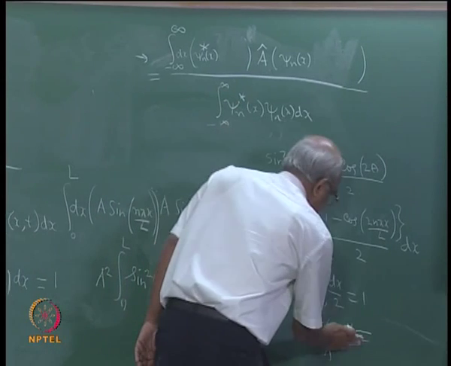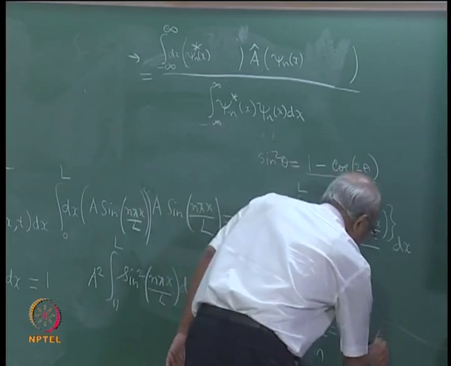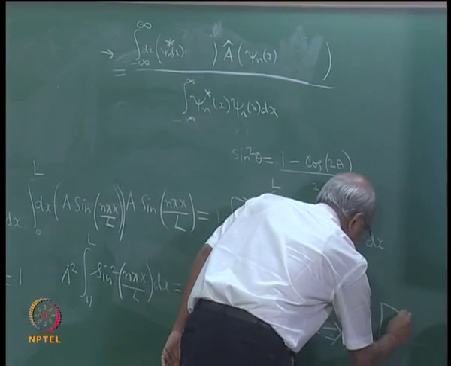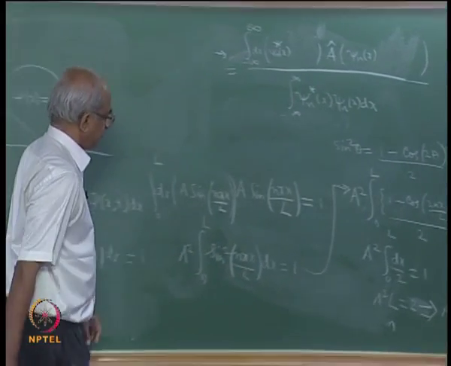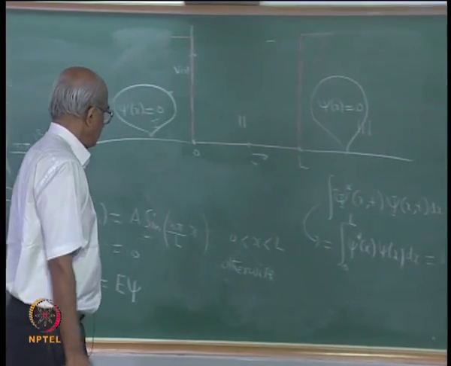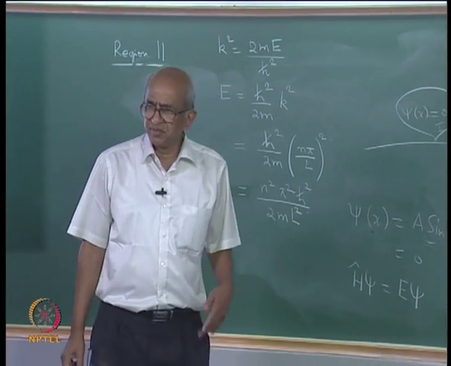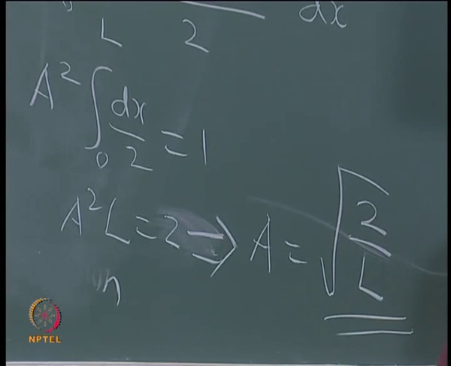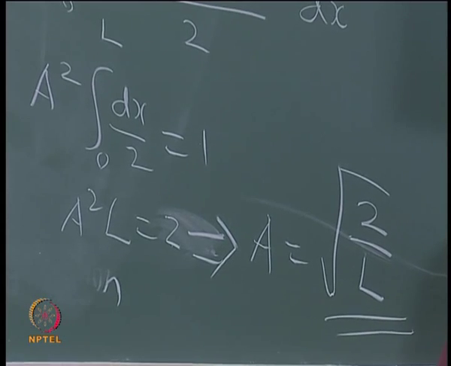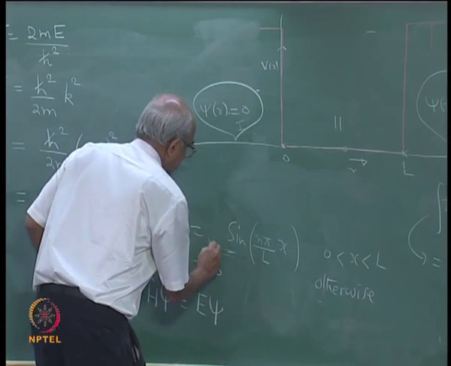is equal to 2, implying that A must be equal to square root of 2 by L. So, therefore, we have determined the value of capital A, the normalization factor, and we can use that and write the solution. So, this A that is occurring in our expression, I can replace it with square root of 2 by L.